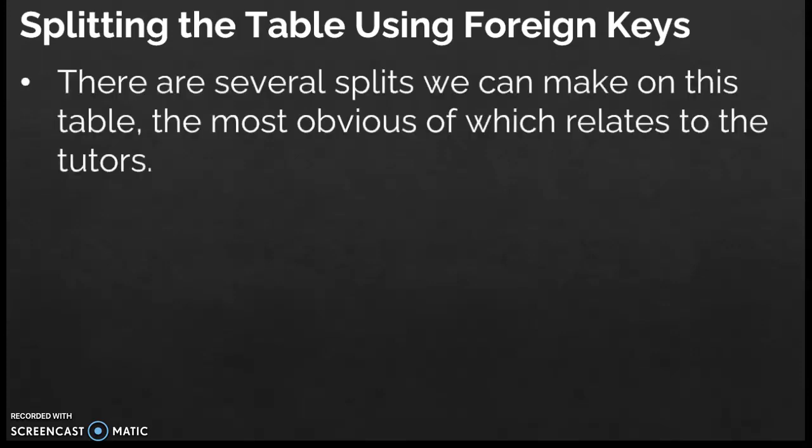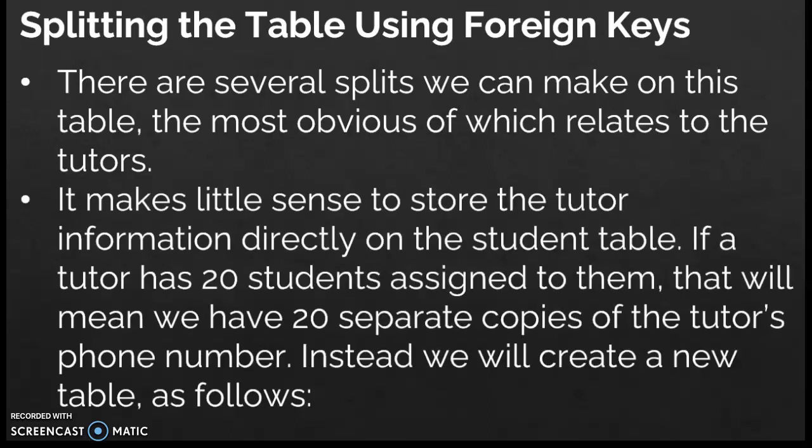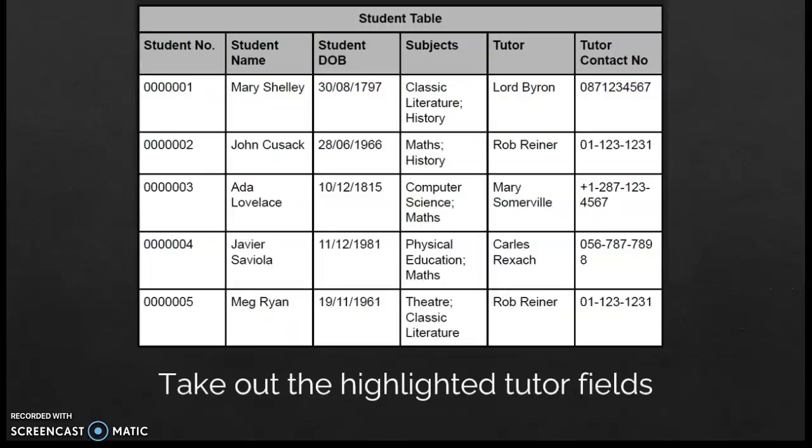So there are several splits you can make on this table, and the most obvious of which relate to the tutors. It makes little sense to store the tutor information directly on the student table. So what we're going to do is break the tutor stuff out into its own table. Make its own table, and I'll show you how we link them together, how we relate them. And that's where it becomes known as relational databases. So, how do we do that? Well, let's have a look.